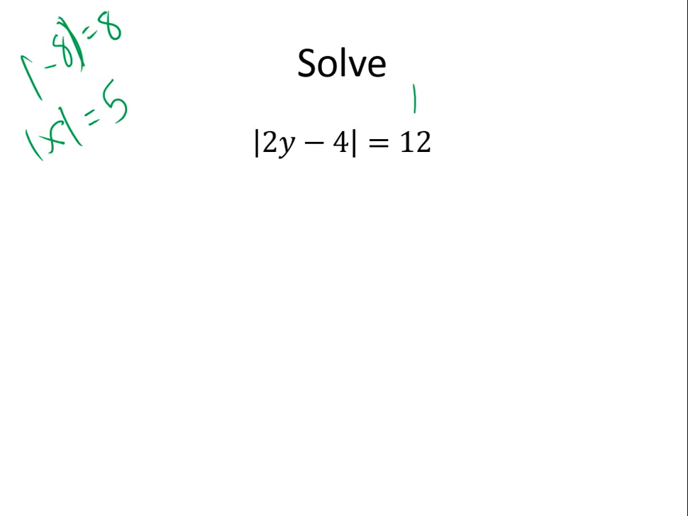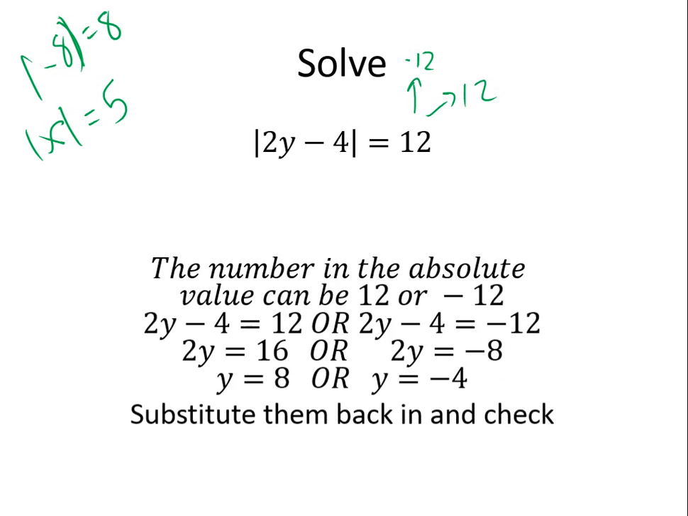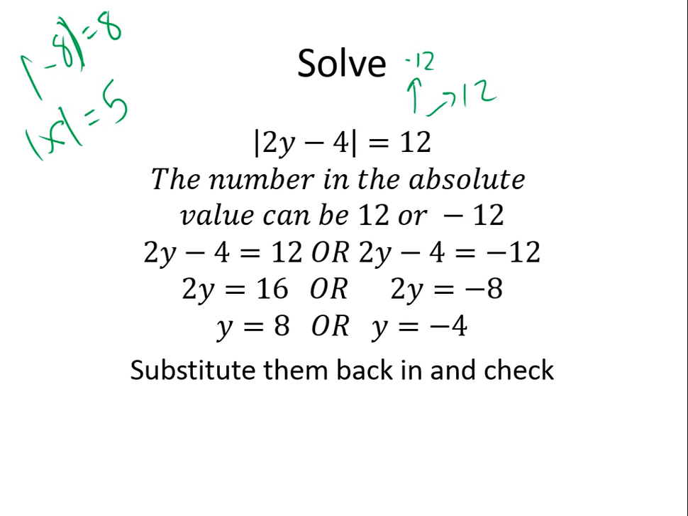Each of these is going to be broken up into two separate problems. We've got negative 12 and 12. Since either 12 or negative 12 can work, we break it up into an OR statement with two separate equations. We keep everything inside the absolute value the same, but we change the number. We have one positive, one negative, and solve each of them separately.